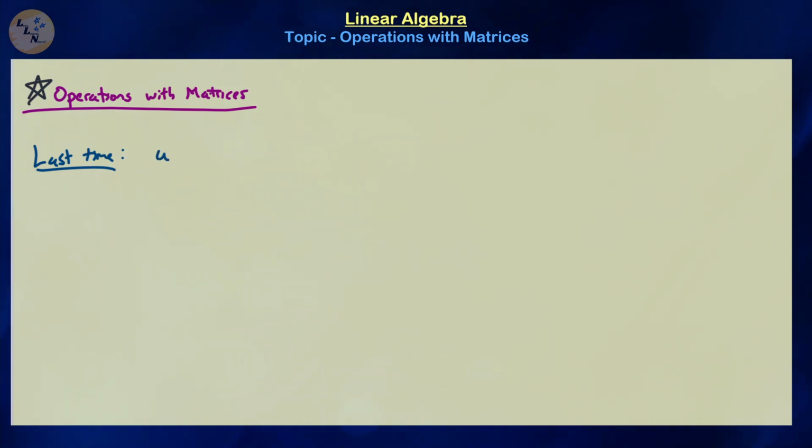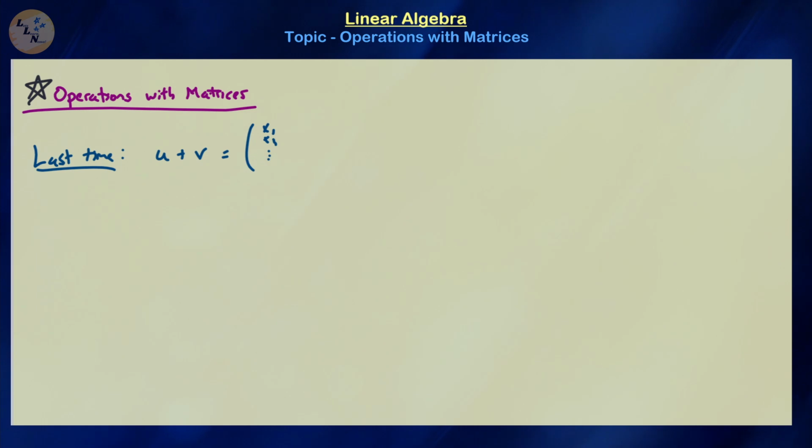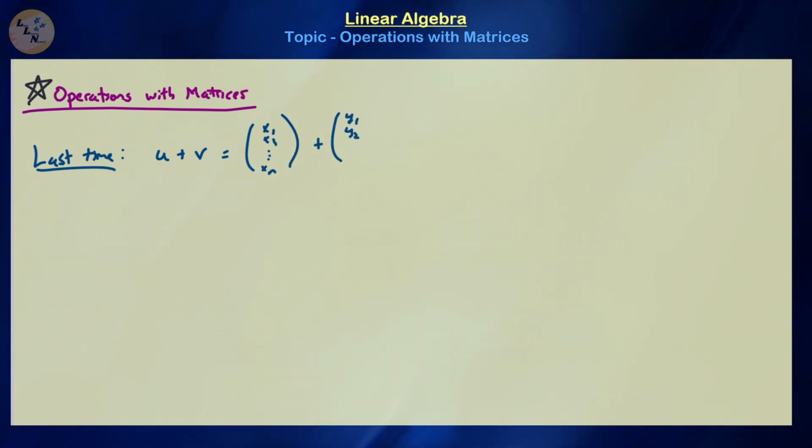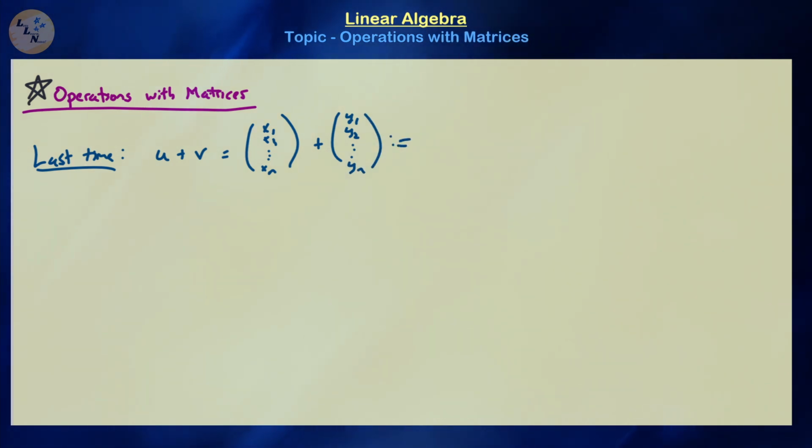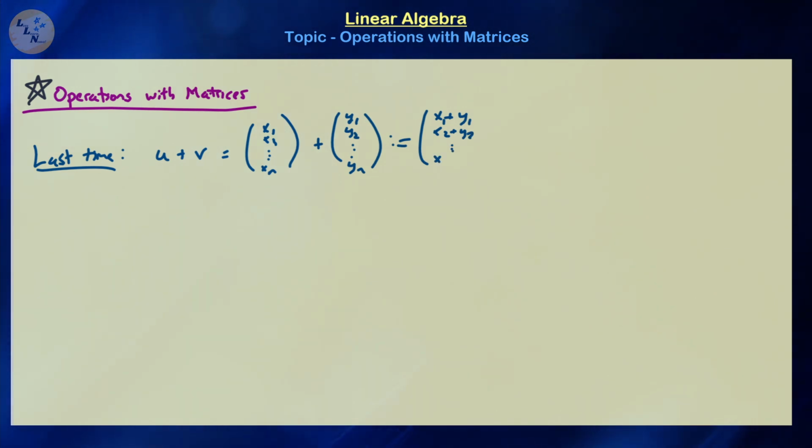If we have a vector u and a vector v, assuming that both of them belong to the same vector space Rm, let's assume u has the structure x1, x2 down to xn, and v has the structure y1, y2 down to ym. Then we define the sum of these two vectors via the vector x1 plus y1, x2 plus y2, all the way down to xn plus ym.